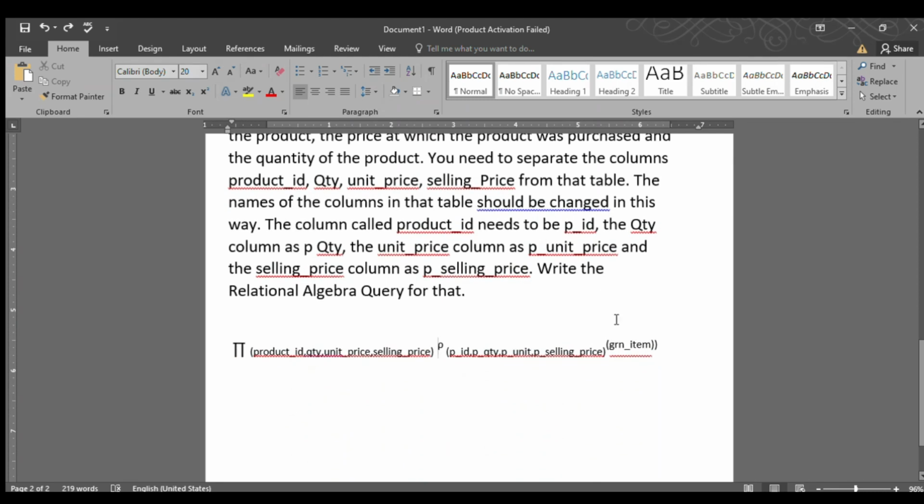And we use what they have given to change: pid, p quantity, p unit price and p selling price. Here the grn item, that means the table name they have given, goes to the superscript. And that's it for the fourth one.